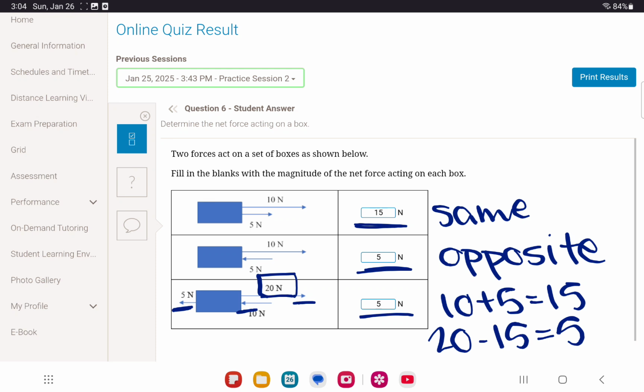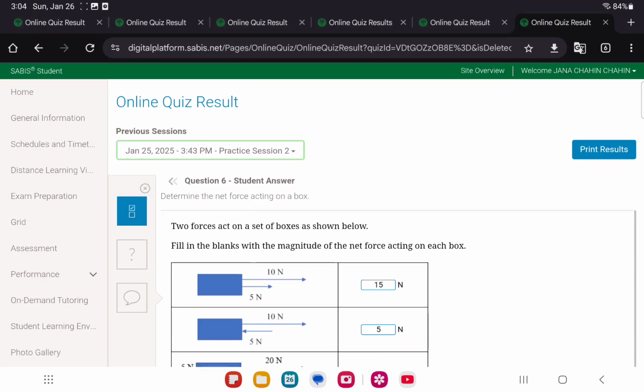And that's 3.1, 3.2, 3.3, 3.4, 3.5, 3.6 done for the course revision of physics. Thank you.